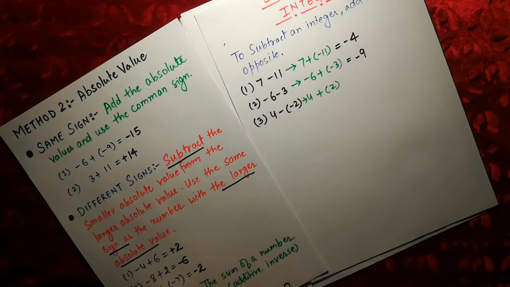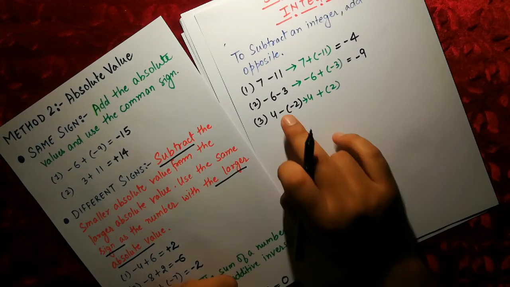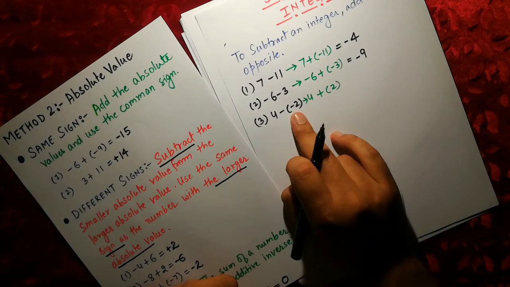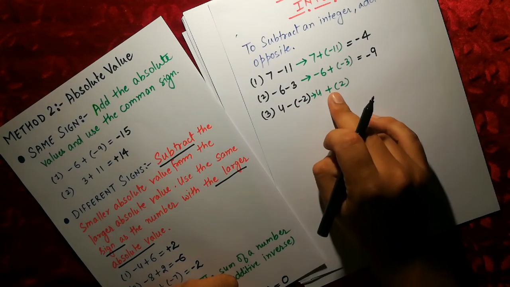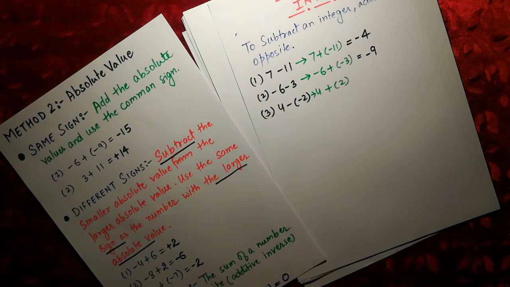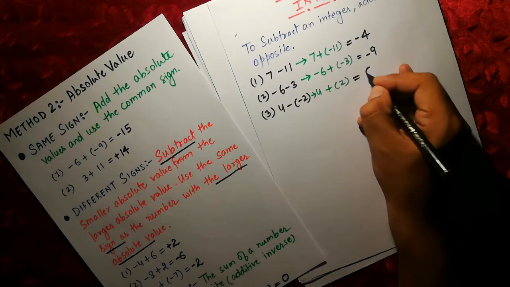Now the next one, 4 minus minus 2. So we take the opposite of minus 2, that is plus 2, and we convert the minus sign here to plus. So the problem becomes an addition problem. It is a simple 4 plus 2, that is equal to 6.